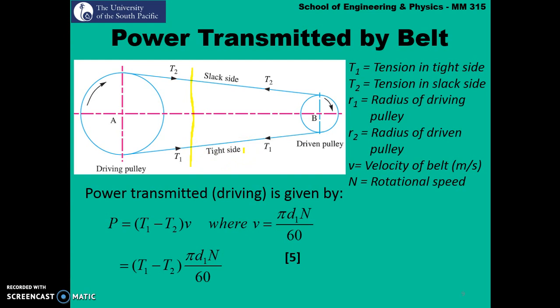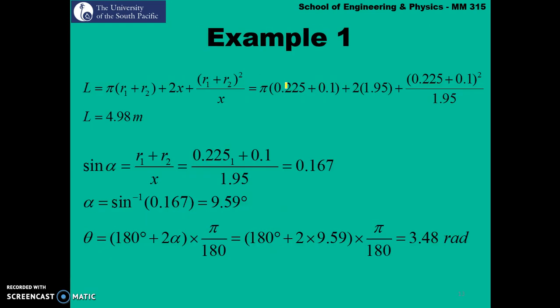The maximum tension is always on the tight side. If we have to take into account centrifugal tension, the tension on the tight side would be T1 plus Tc, and the tension on the slack side would be T2 plus Tc, if and when you're required to take into account the effect of the centrifugal tension. So moving on.